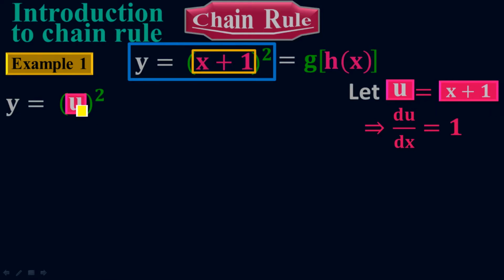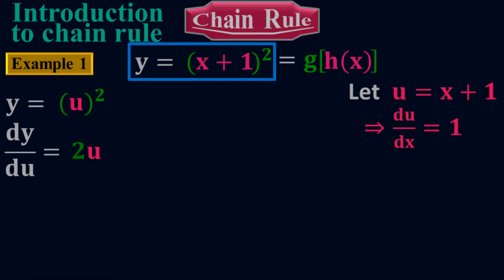Since my independent variable is u, I'm going to take the derivative of y with respect to u. By taking the derivative of y equals u to the whole square, I will have dy over du equals 2u. Because my independent variable is u, there is no more x here. So I take the derivative of y with respect to u, not with respect to x. The derivative of u squared is 2u, because 2 times u to the 2 minus 1 is 2u.